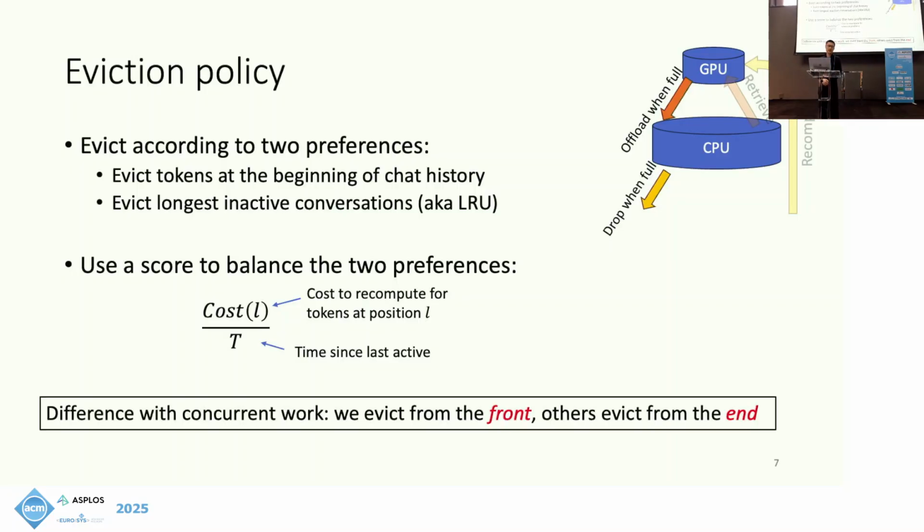You may have been aware of many concurrent works. They also do this kind of prompt caching similar to us. So let me highlight the difference here. They evict from the end of the context while we evict from the beginning of the context. This is a crucial difference because for longer context, the tokens in the front are cheaper to compute. So the longer the context, the larger the cost difference will be.